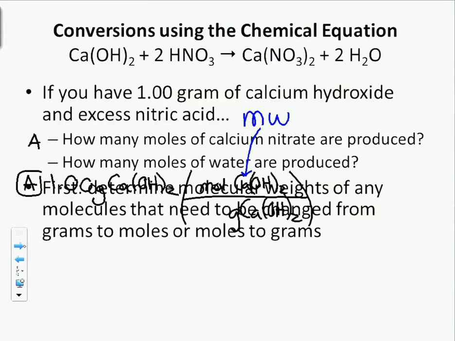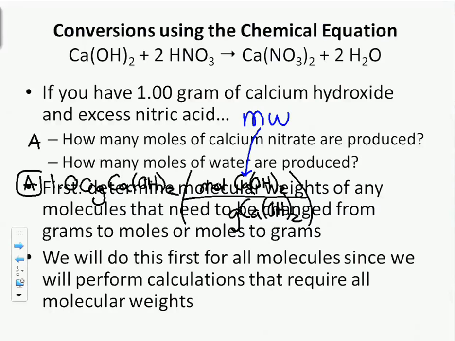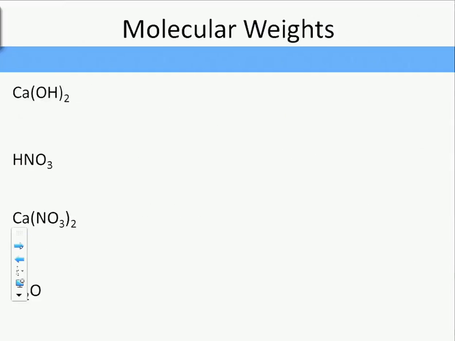So what I want you to do is first figure out how many moles are needed in order to figure this out. So first off, we're going to do the calculation for each one of the molecular weights. So pause the video right now and figure out the molecular weight of all of these compounds. All right, so let's calculate this.